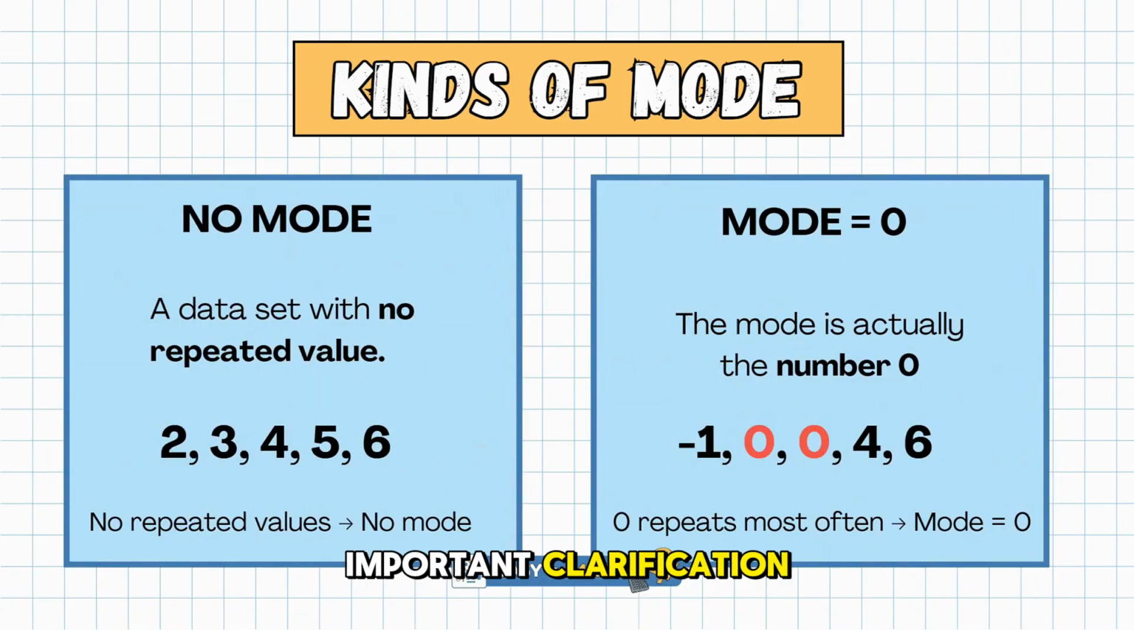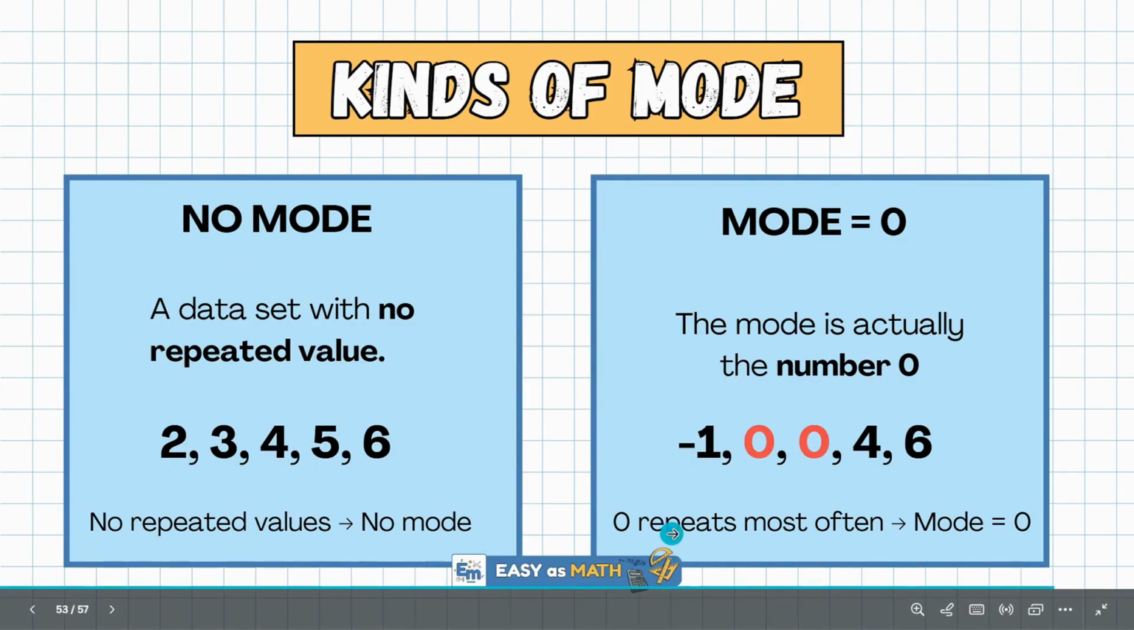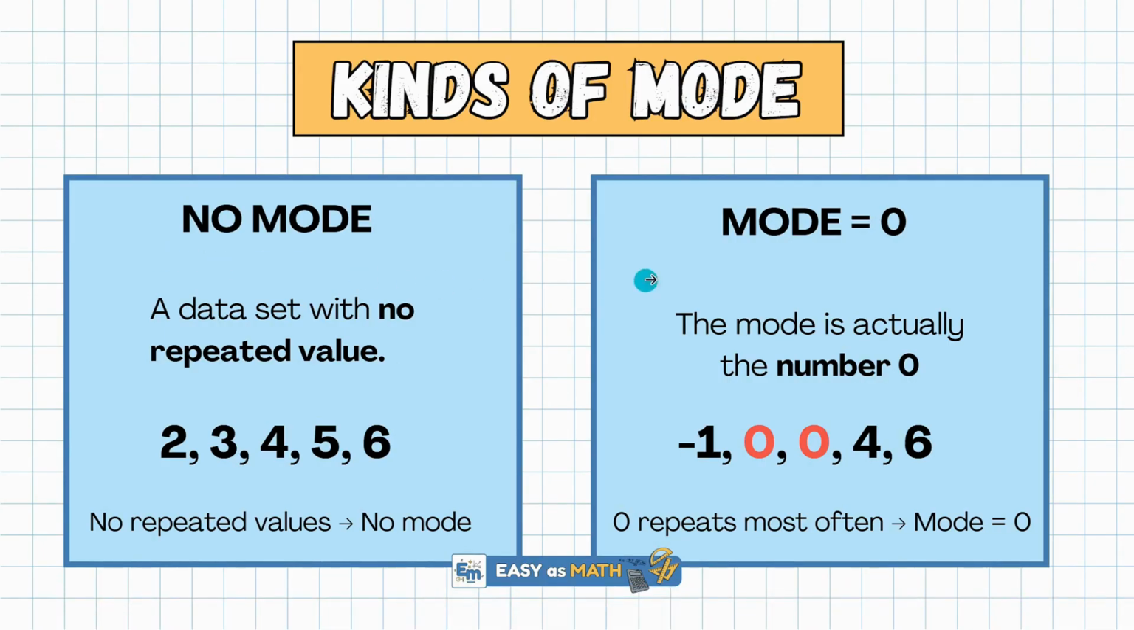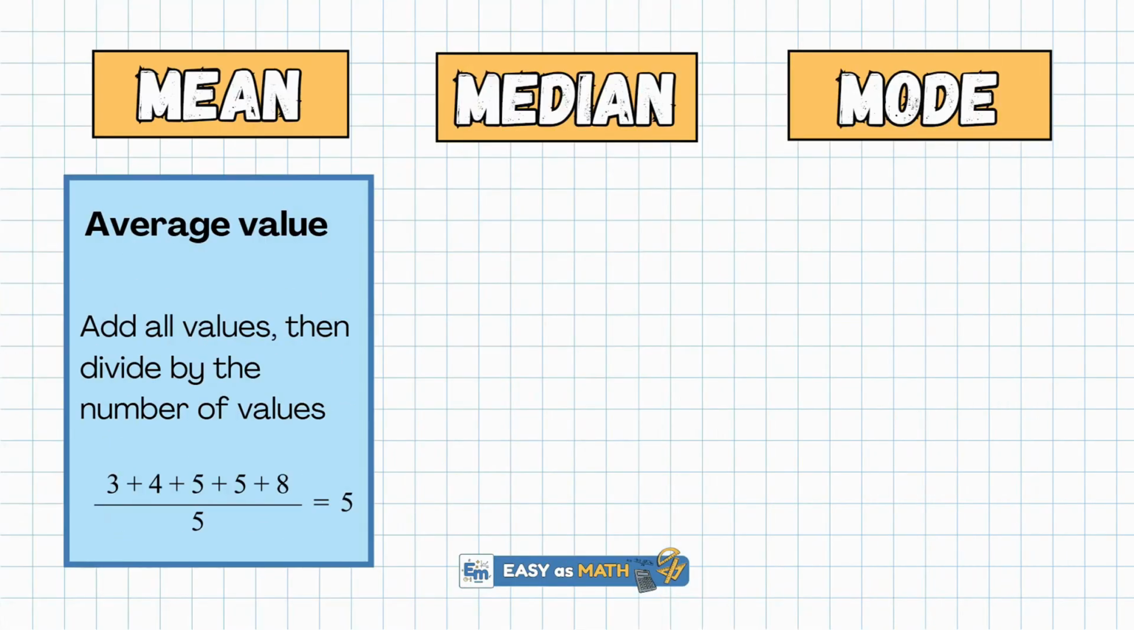Important clarification. Mode is equal to 0 does not mean no mode. It only means that the mode is actually the number 0 itself. Example, -1, 0, 0, 4, 6. No mode means no repeated values. Here, 0 repeats most often. Mode is equal to 0. There is a difference between no mode and mode is equal to 0. Be careful.